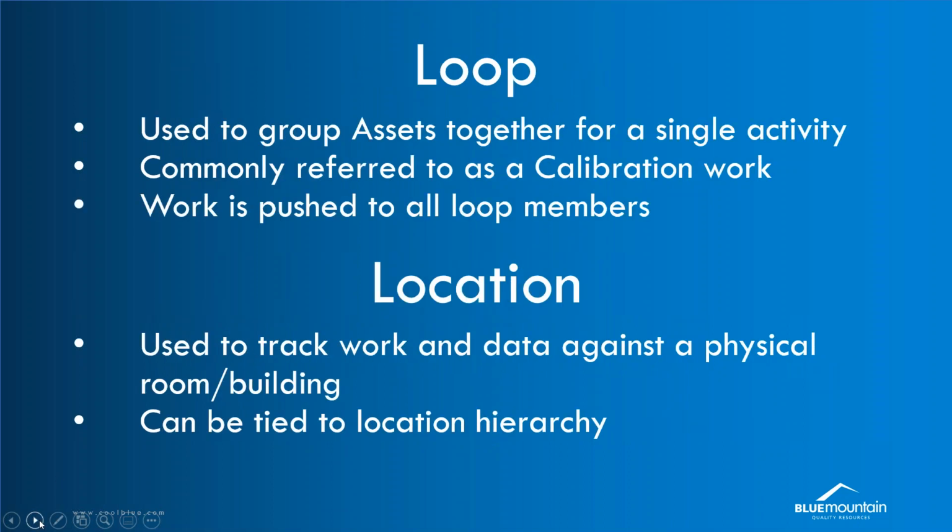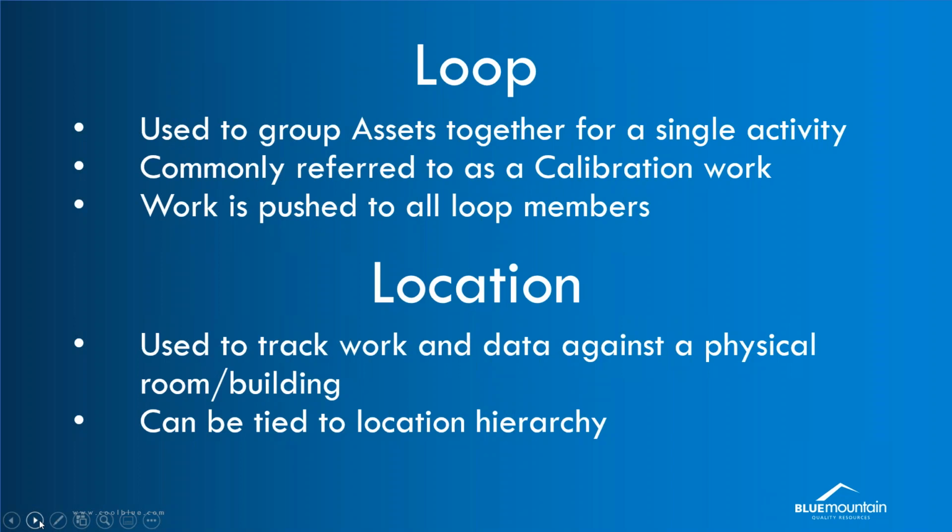And the last two asset types that we're going to cover are loop and location. So loop, this type of asset record is really used to group assets together for a singular activity. This is most commonly referred to as a calibration loop within our customer base. So any loop member, which are equipment records, can have one work record associated to them through the loop parent. And for this relationship, it's not purely a parent-child relationship.